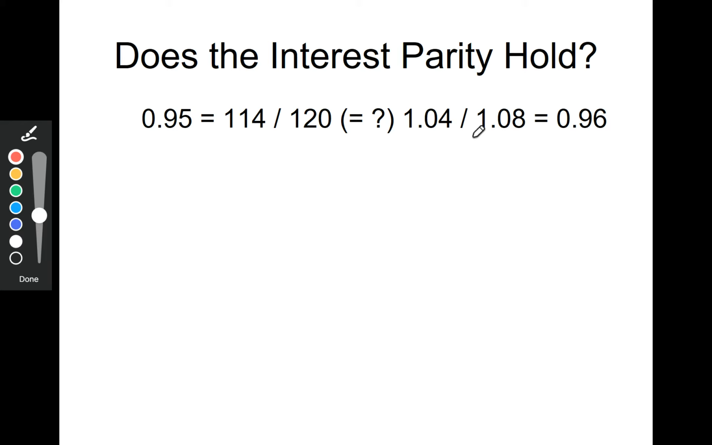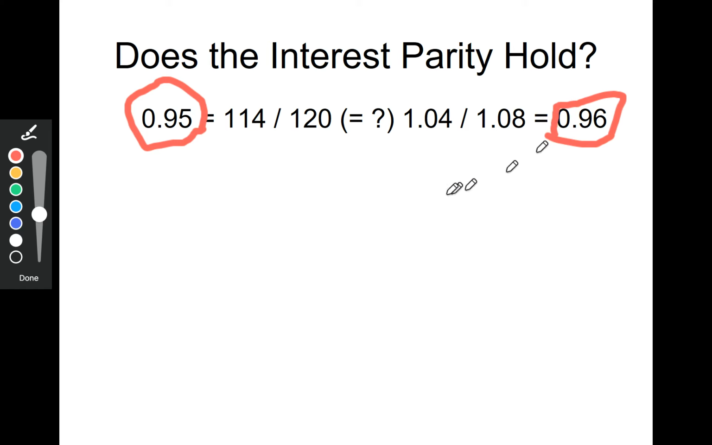To answer this question, if both sides are equal, we simply use our calculators, and again remember to bring a calculator to my exam, and we divide 114 by 120, and that gives us an answer of 0.95. And we divide 1.04 by 1.08, and it gives us an answer of 0.96. Then the question is: is 0.95 equal to 0.96? And the answer is obviously no. The two sides of this equation are different. So we say interest rate parity does not hold.